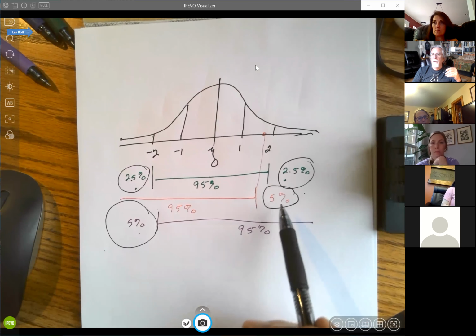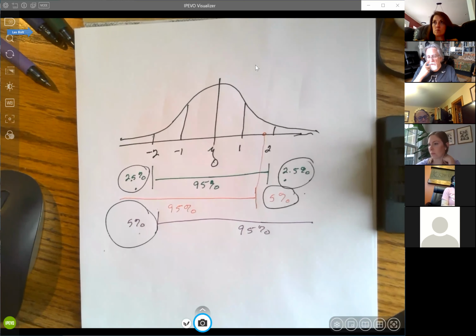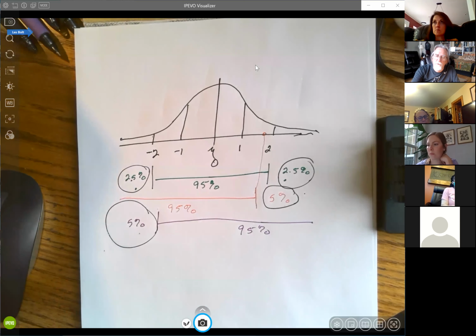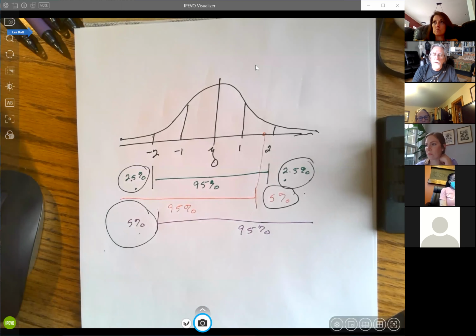Okay, thank you. But it can make a difference in significance sometimes. If it's in a gray area, it can make a difference.